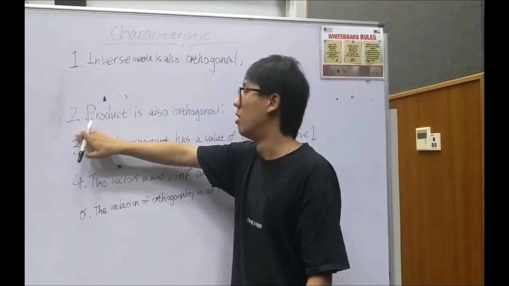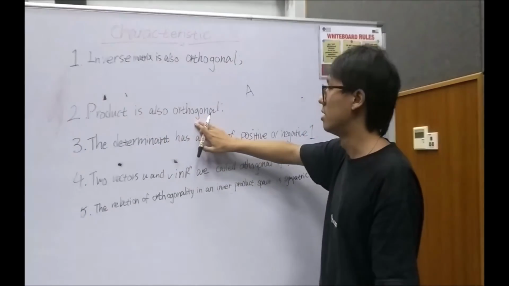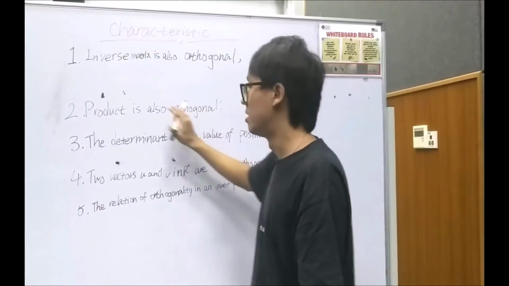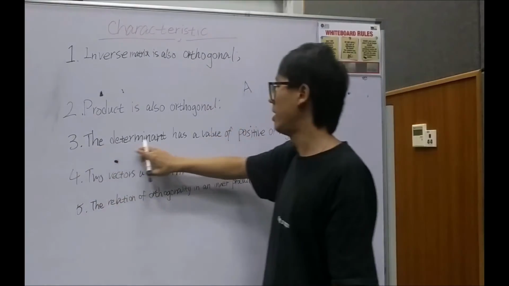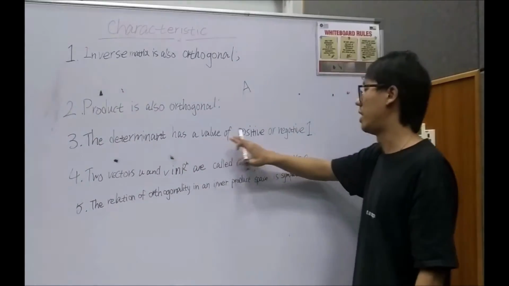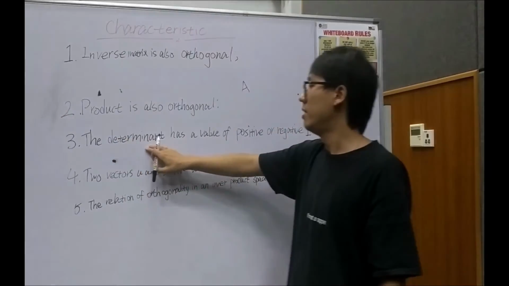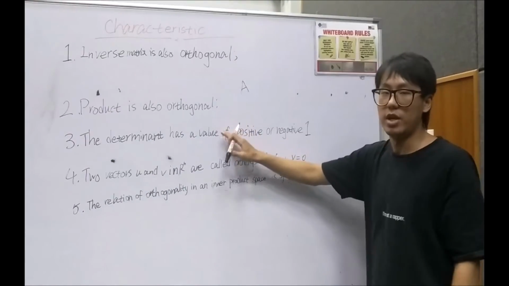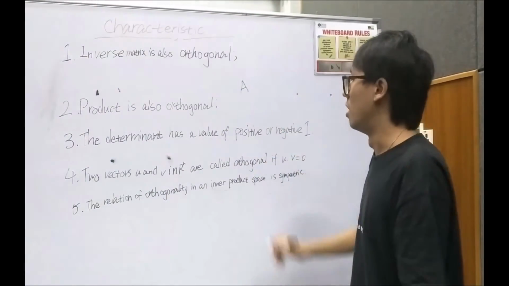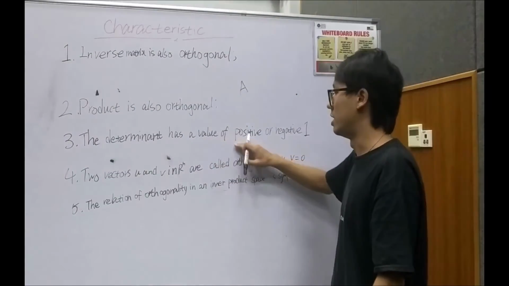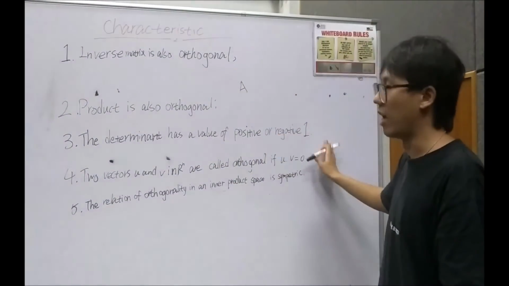And 2, the product is also orthogonal. And 3, the determinant has a value of positive or negative 1. This means the determinant of an orthogonal matrix has a value of positive or negative one.